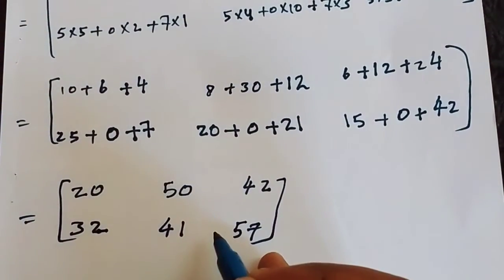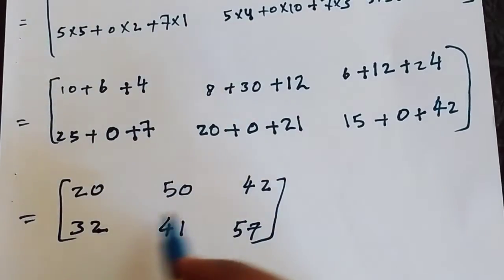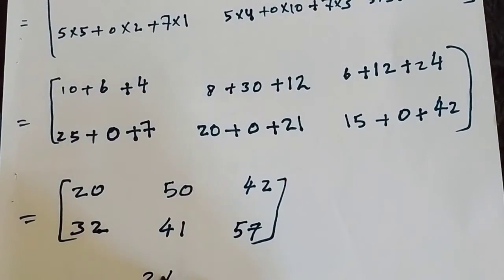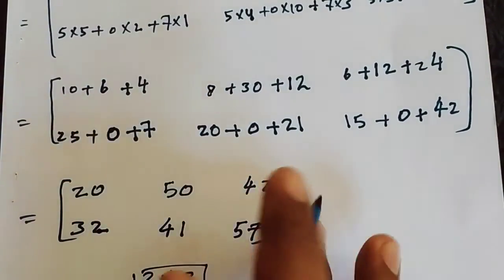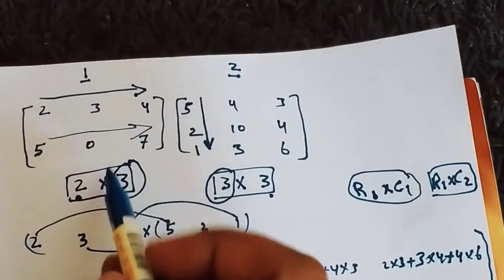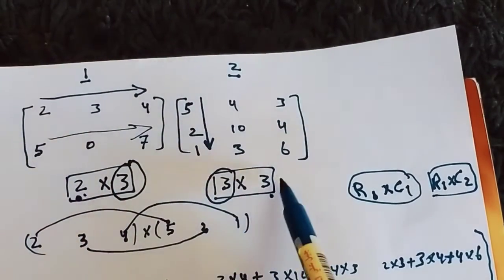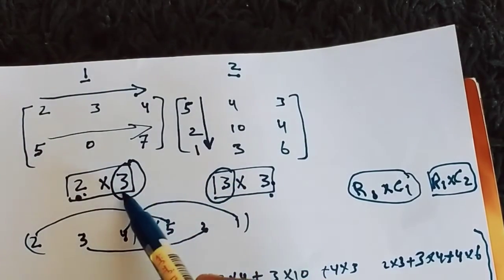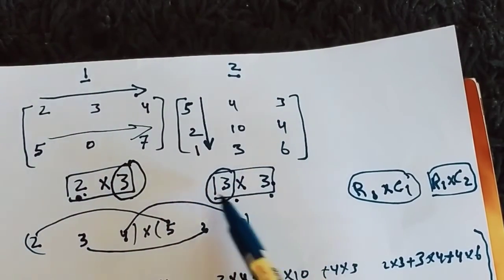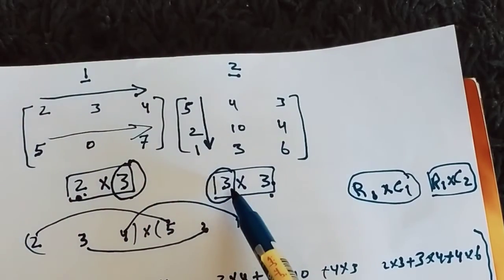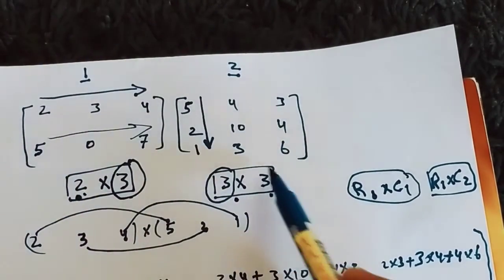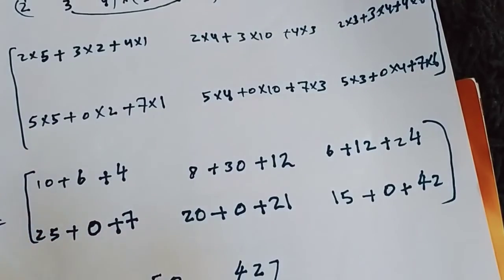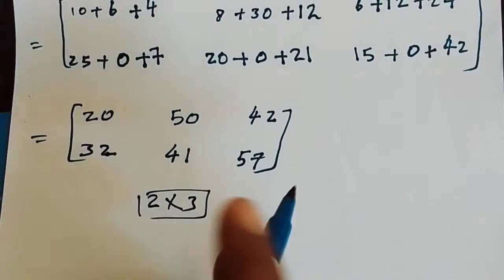What is the order of the final? How many rows? 2. Column 3. So this is the order, as I told you at the start. So our order will be 2 by 3, because this is the condition for multiplication. The number of columns should be equal to the number of rows, and what remains, that will be the answer. 2 by 3, you can see here. This is the multiplication, my dear.